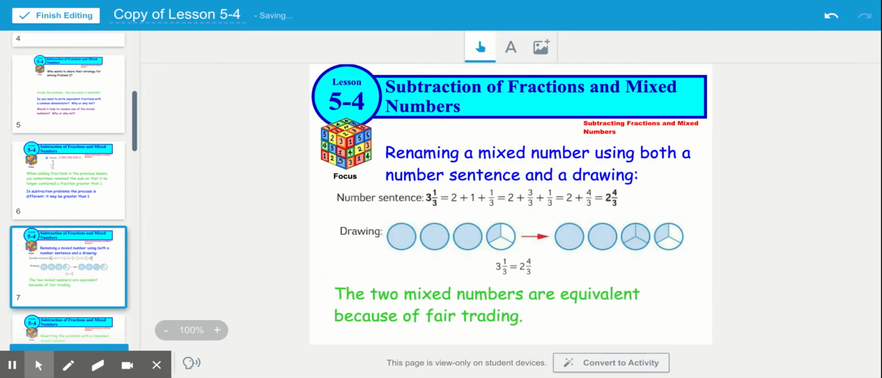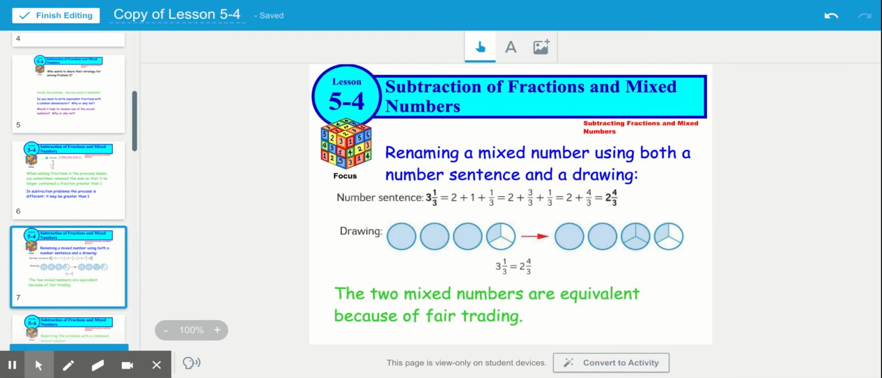Renaming a mixed number using both a number sentence and a drawing, we can see here the number sentence 3 1/3, we can rename it as equals 2 plus 1 plus 1/3. We can also say that that's 2 plus 3/3 plus 1/3. And we can also say that it's 2 plus 4/3. And we can rename it as 2 4/3. That is going to help us when we move into our subtraction.